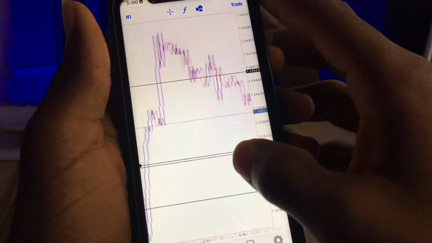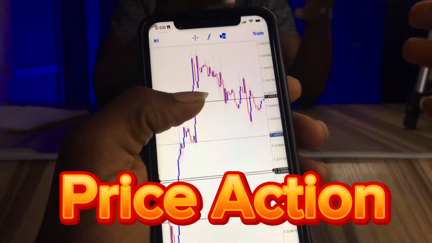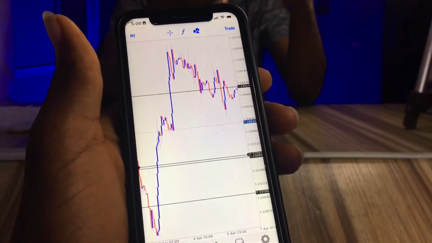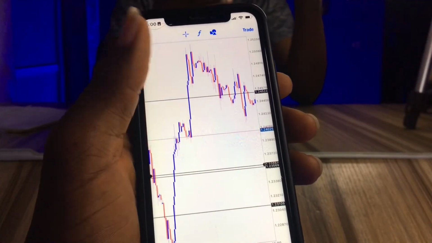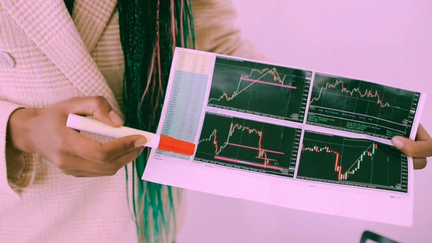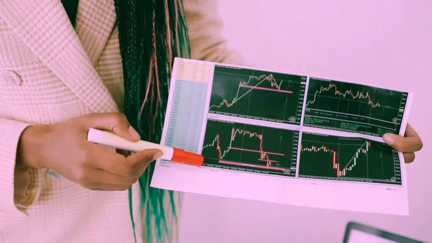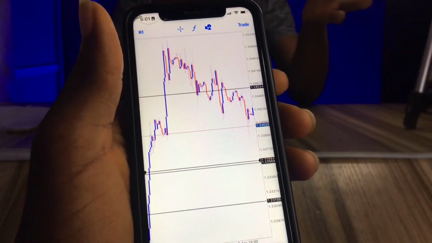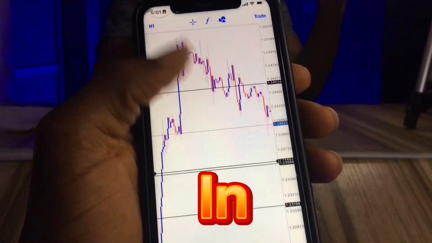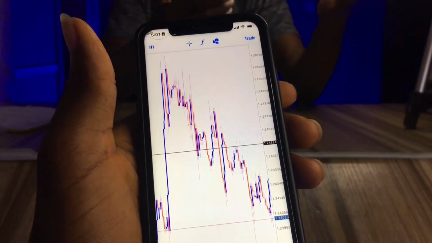Okay, so in this video, I'm going to be completely talking about price action. Now, even before you add an indicator to your chart, it's very important you learn price action. It should be one of the first things you learn before even adding any indicator to your chart. So in this video, I'm going to be laying down a detailed explanation.